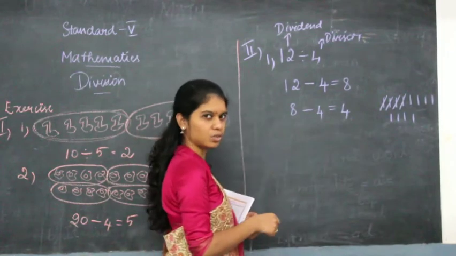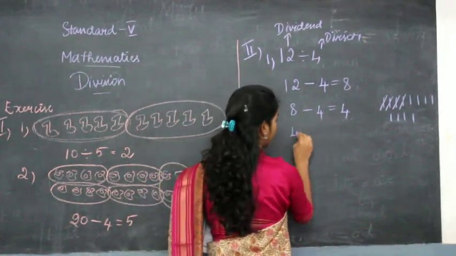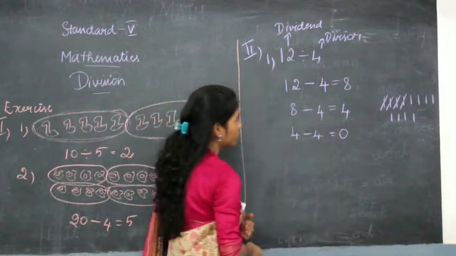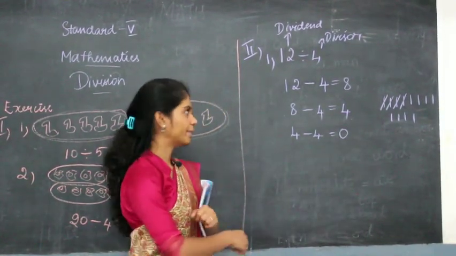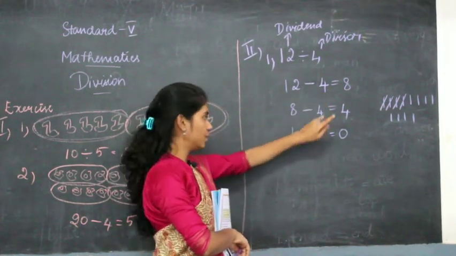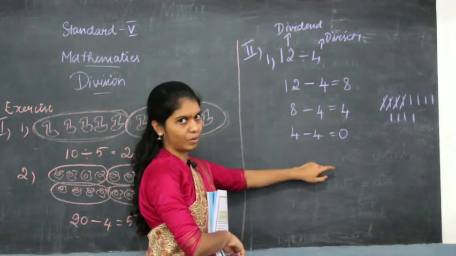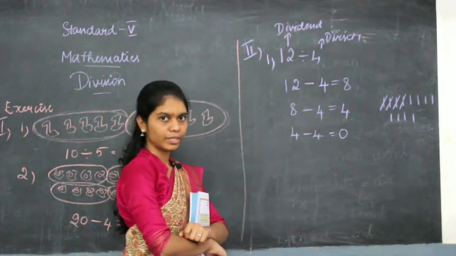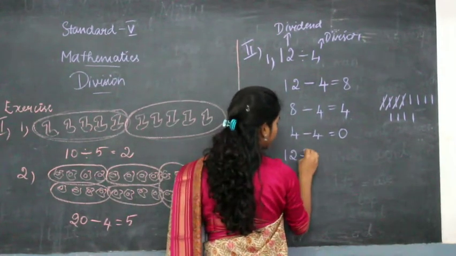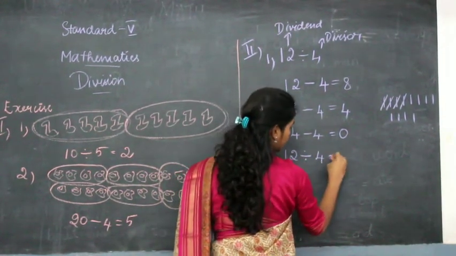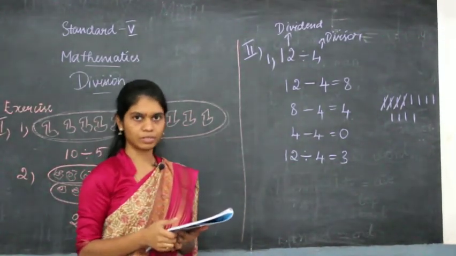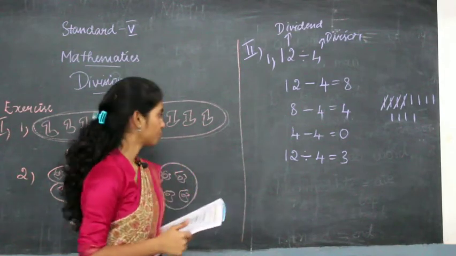Now you got 4 here, so you have to again subtract 4 from 4. 4 minus 4 is 0. Now your answer will be how many 4s you have subtracted. Here 1 four you subtracted, here 1 four, and here 1 four. So totally you subtracted 3 fours from 12. So 12 divided by 4 is equal to 3. Understood? We'll solve some more sums so that it will be easy for you.